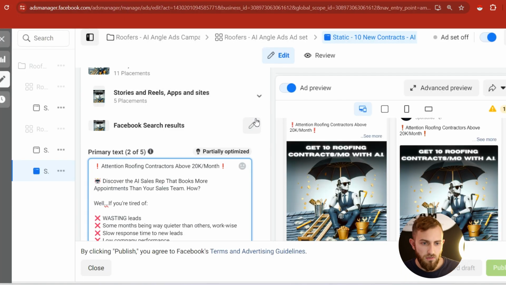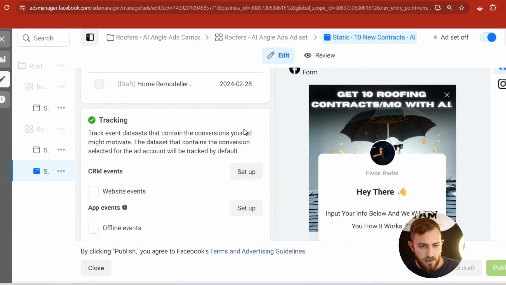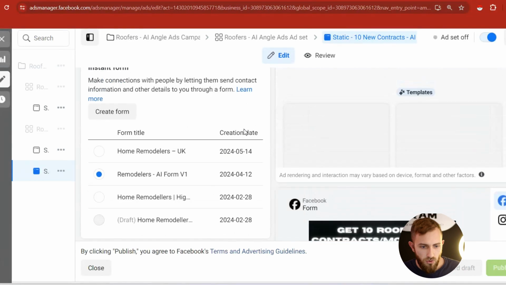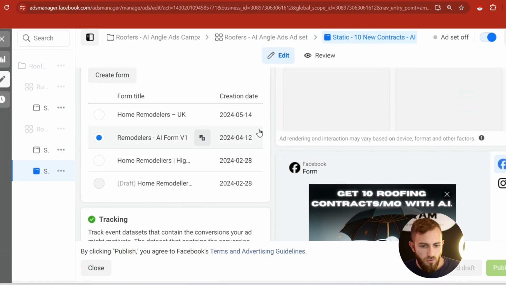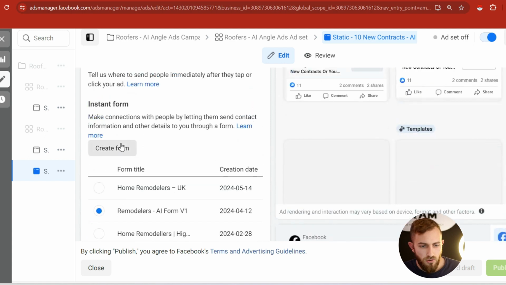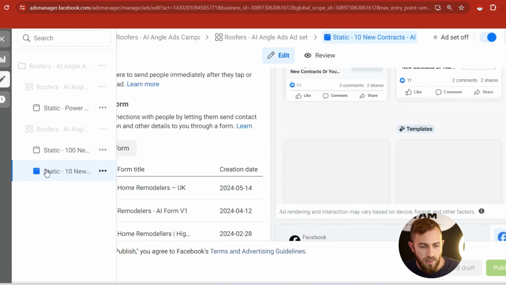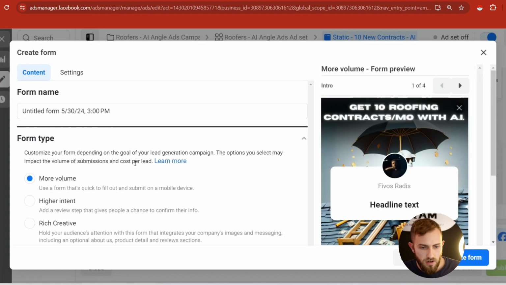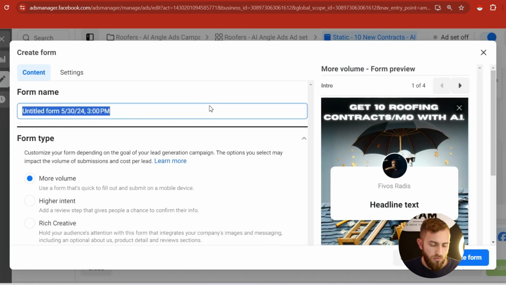So last thing that I want to show you is the instant form. Okay, so the way that you create an instant form so that people submit their data on Facebook and then you receive their data is the following. So this is again on the ad level. It's not on the ad set level or the campaign level. So you go here, create form. You need to name your form in a way that you will understand that it's a unique name and you can identify the form.